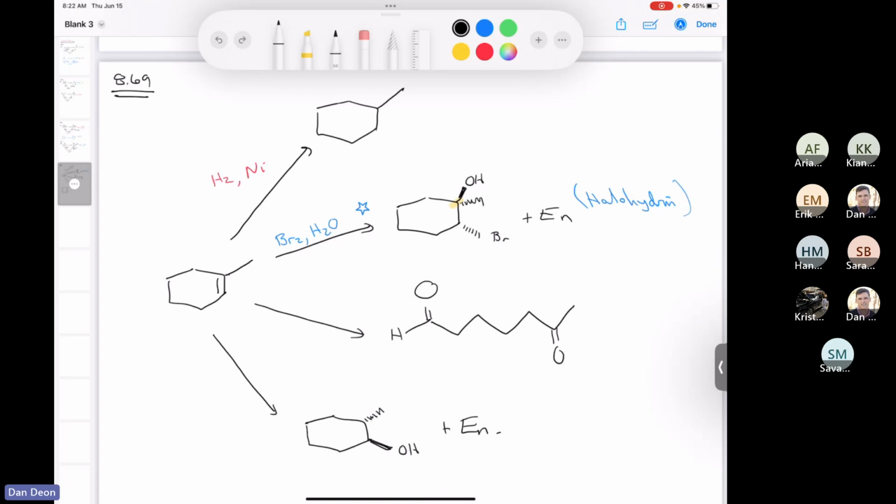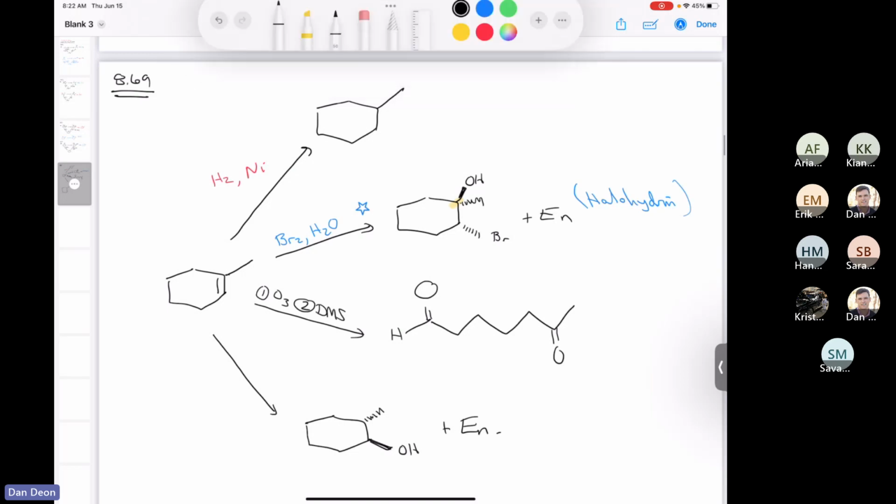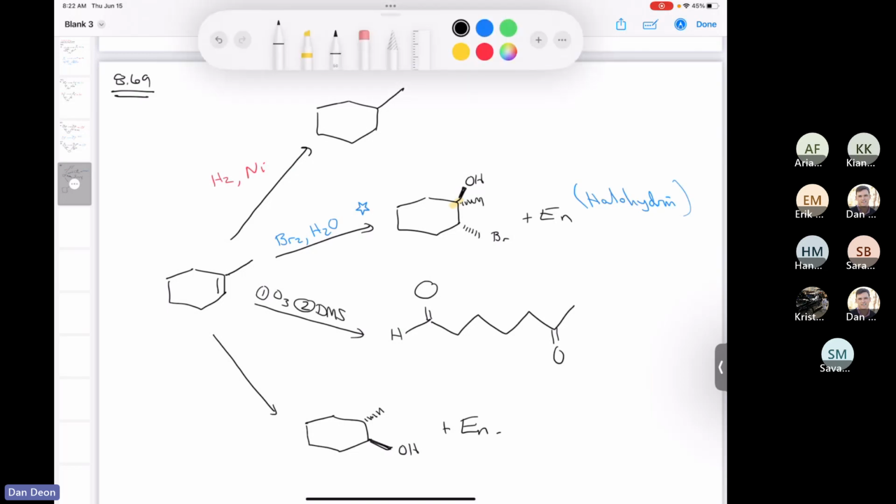Yeah, thanks, Kiana. Absolutely. Ozone would be the first step. And the second step is dimethyl sulfide. We abbreviate that as DMS. That's the acronym that we use for that. You can also use zinc and water for the second step, but the textbook, I don't think they use that much in the solutions manual or anything.